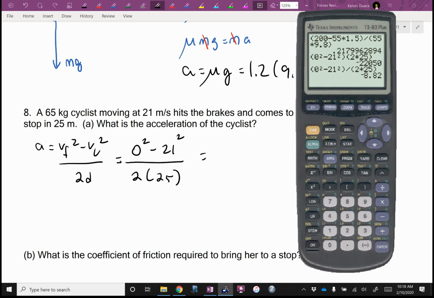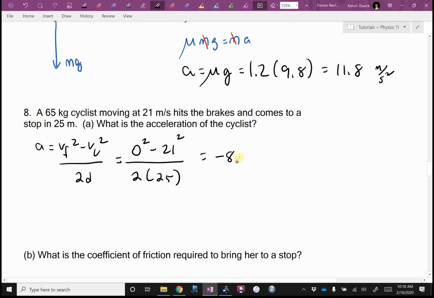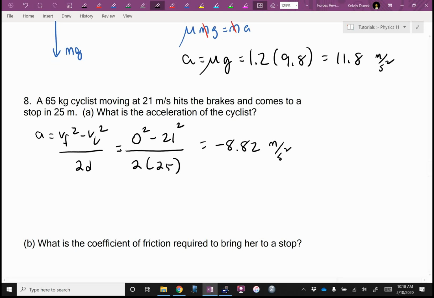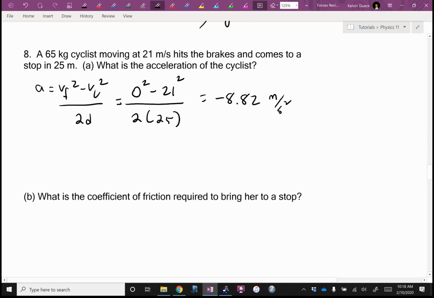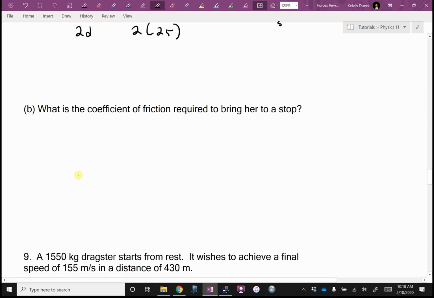Negative 8.82, you said? I'll keep the negative in my answer, but I don't think I'm going to use it when I get to forces. What it is telling me is we're accelerating to the left. We're slowing down. Winner is to the left. B says, find the coefficient of friction to bring her to a stop.